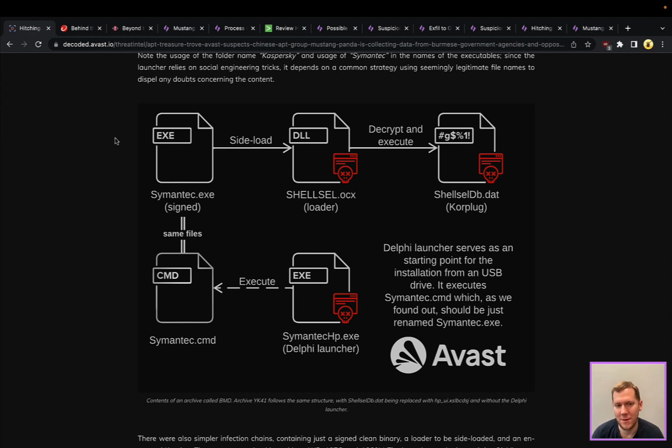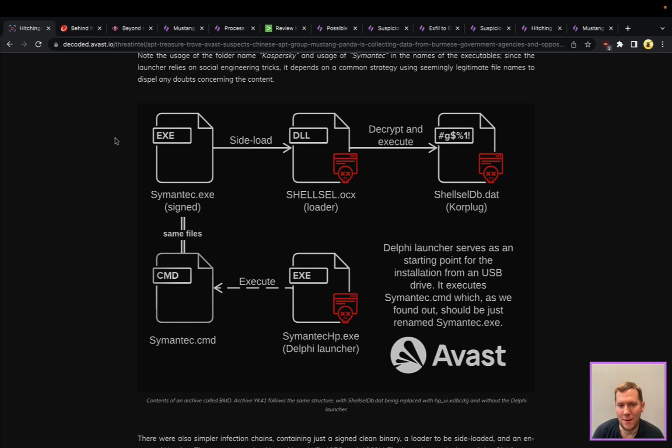By using a legitimate signed binary and this DLL sideloading technique, they're able to get around a lot of traditional defenses. This is where you would normally have the strongest defenses from antivirus and EDRs, but the binary is signed, so it's somewhat trusted.